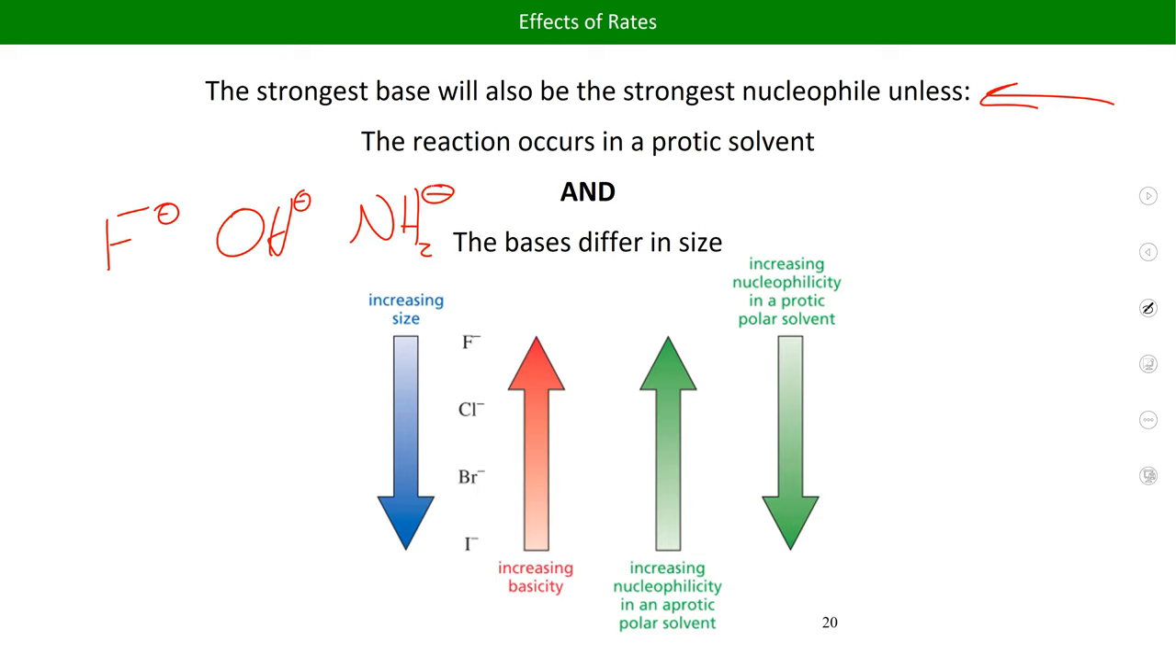It's only when you start changing rows on the periodic table that the solvent effects are not equally distributed. So when these two conditions are met, your pKa table goes out the window. I mean, kind of, it's still relevant, but it's not going to be as easy to understand. If you're in a protic solvent, the larger bases are better nucleophiles. If you're in an aprotic solvent, the smaller bases are better nucleophiles.